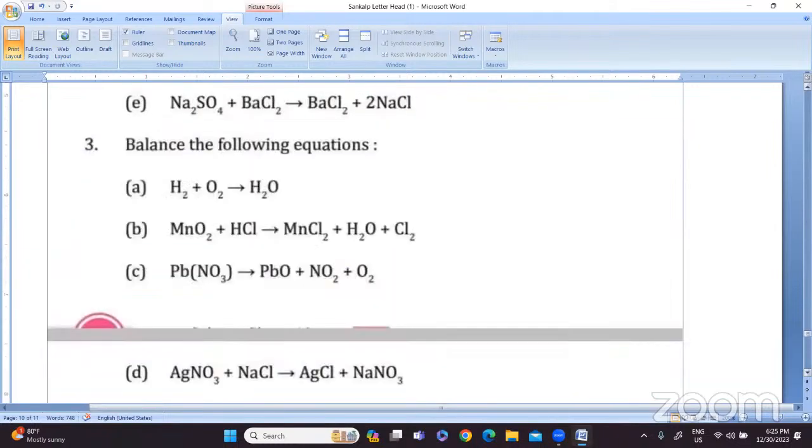Yes, A, B, C, D, E. You have five balancing reactions. You have to balance them. So each reaction you'll get 1 mark. Fine. So how do you balance it?